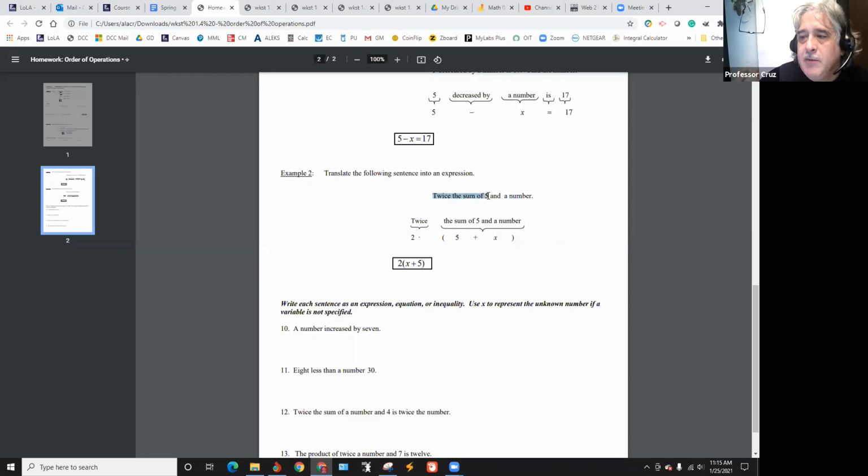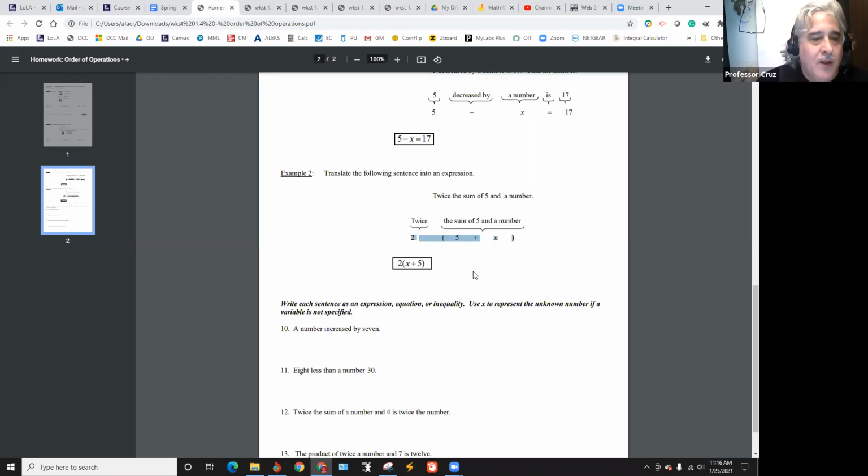So twice the sum of 5. So 2 times. Now it's saying the sum, so that means we're going to open up a parentheses. If it had said twice 5, then we would have 2 times 5 there. But it says twice the sum of 5 and a number. Now the sum just means that we're going to take 5 and a number, put that inside of a parentheses, which forces us to do those first and then do the multiplication.